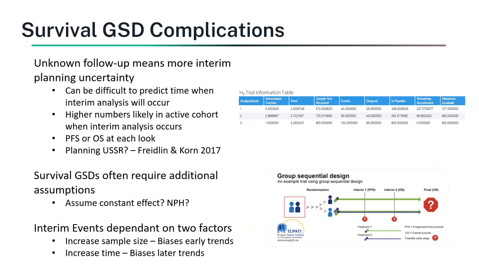So the final point I'll mention is that your interim events are dependent on two factors. They're dependent both on the sample size and the time, so the time of that interim event or analysis, I should say. So if you increase the time, then this would bias later trends in hazard, whereas if you increase the sample size, then it would bias earlier trends. So it's definitely something worth keeping in mind, very important to be aware of.